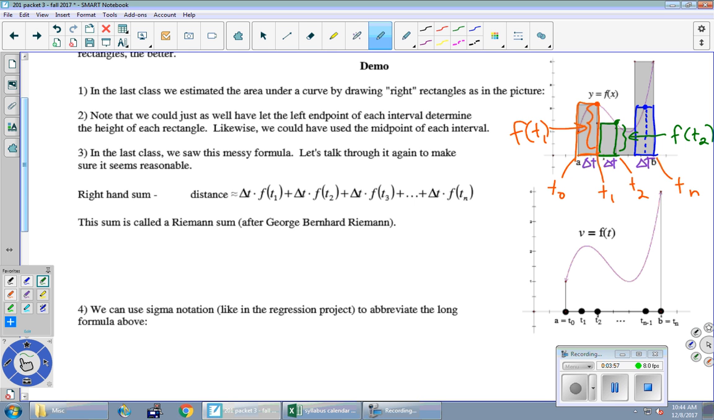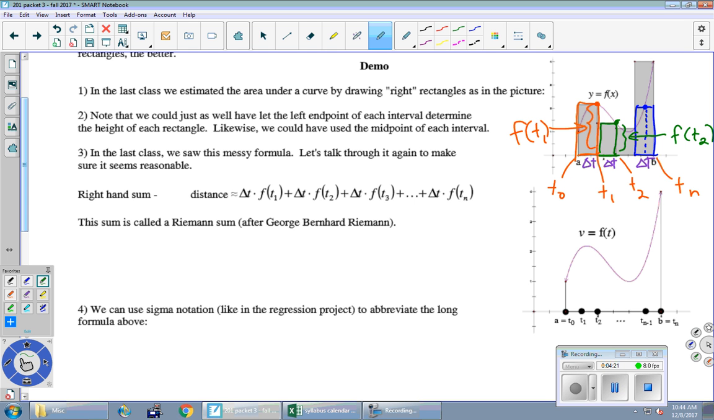And so the sum of the areas of those rectangles is delta t times f of T1 plus delta t times f of T2 plus etc. And then the last one is delta t times f of T sub n. And so that is written there in all its glory. Okay? So that right there represents the sum of the areas of the rectangles. And it is approximately the area under a curve. It's not going to be exact.